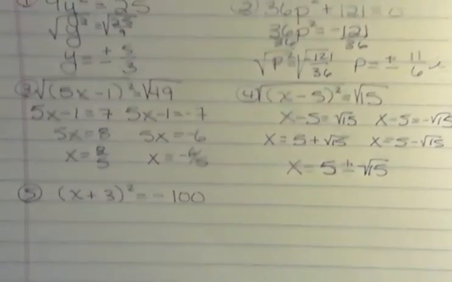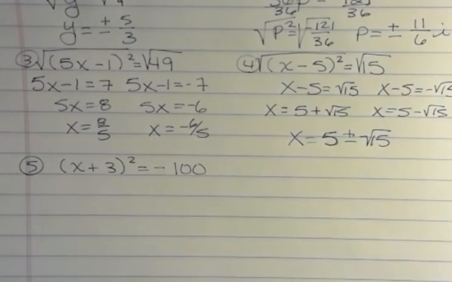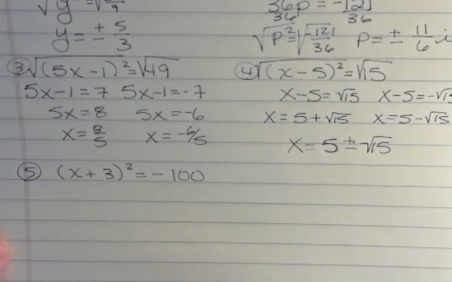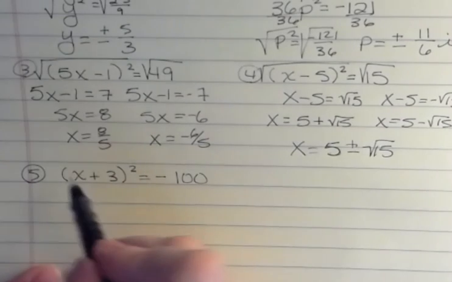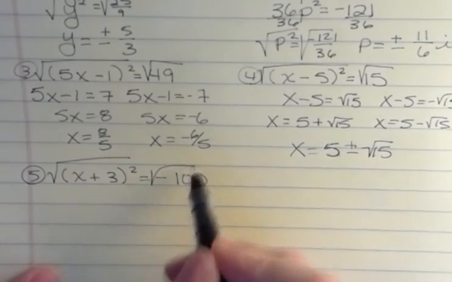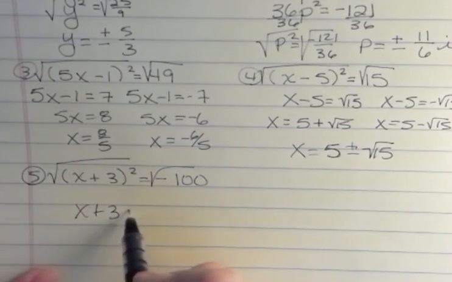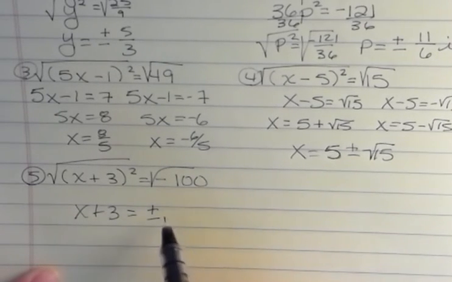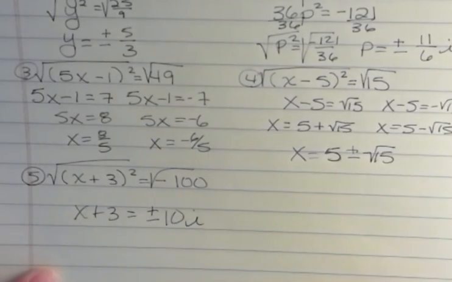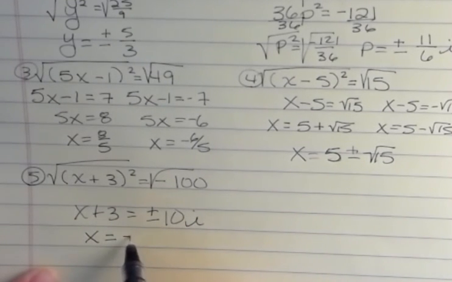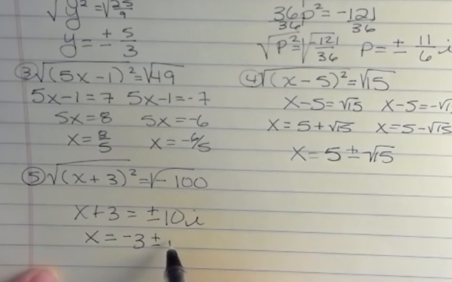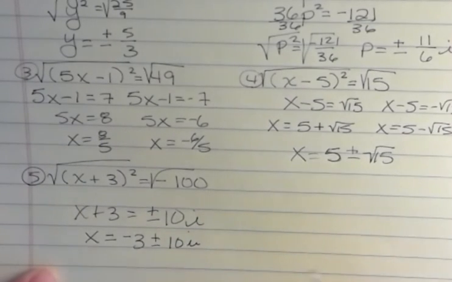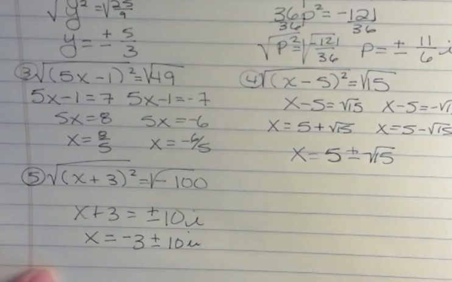The last one I'm going to do is this one with a negative because I want you to see again negative square roots. I'm going to take the square root of both sides and get x plus 3 equals plus or minus, the square root of 100 is 10, but because I have the negative under there, I have 10i. So x equals negative 3 plus or minus 10i. I'm just moving that 3 to the other side.